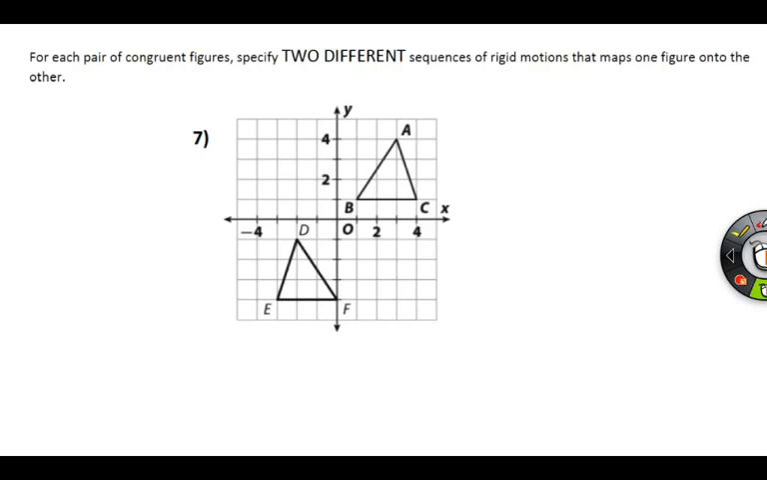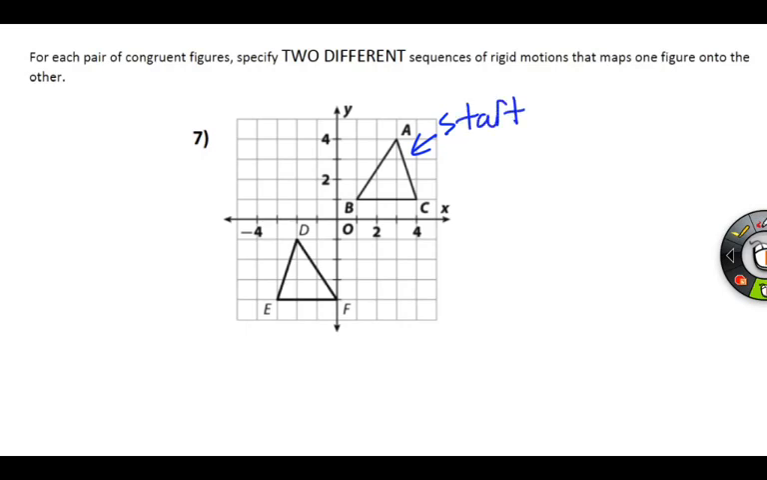Alright, so this one says to give 2 different ones, but it's going to be great if we could just give one good way. So how could one figure map onto the other? Probably should say which one is going to what. So let's say we start with ABC, so let's start with this one.